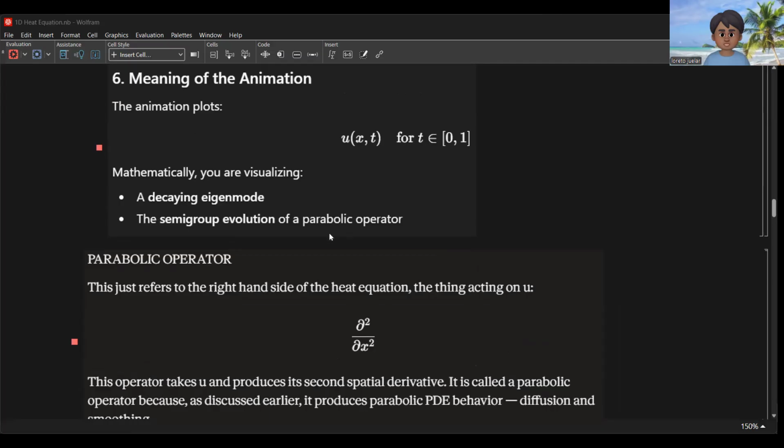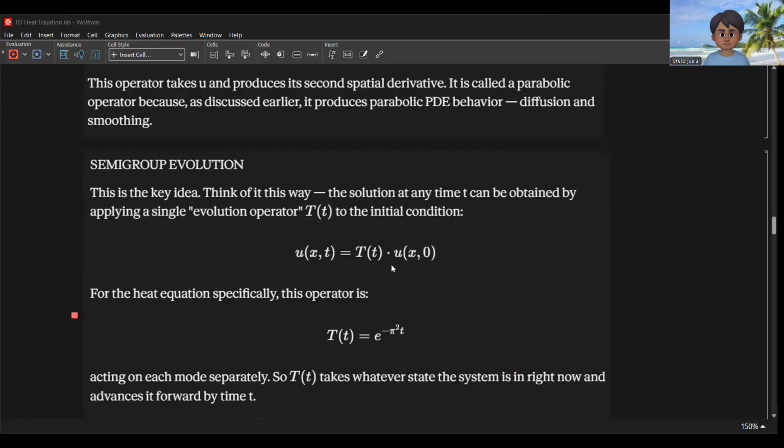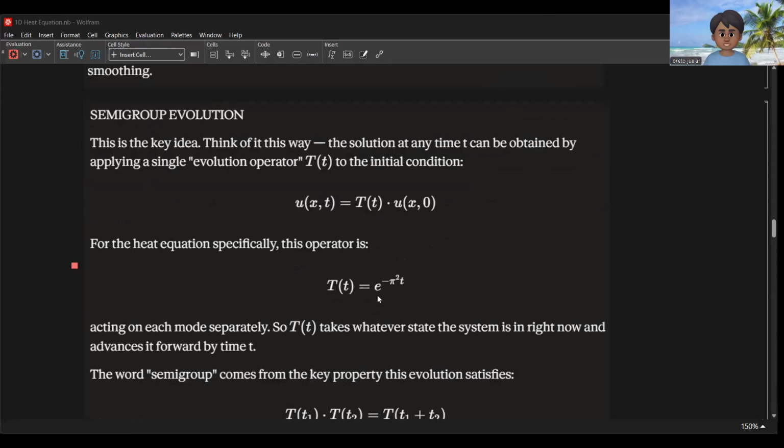We have the semi-group evolution of the parabolic operator. This is the key idea. Think of it this way: the solution at any time can be obtained by applying a single evolution operator to the initial conditions. For the heat equation specifically, this operator T of t is e to the negative pi squared t, acting on each mode separately. So T of t takes whatever state the system is in right now and advances it forward by time t.